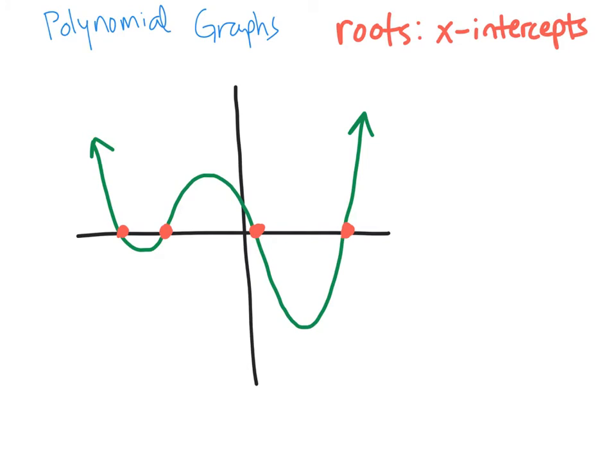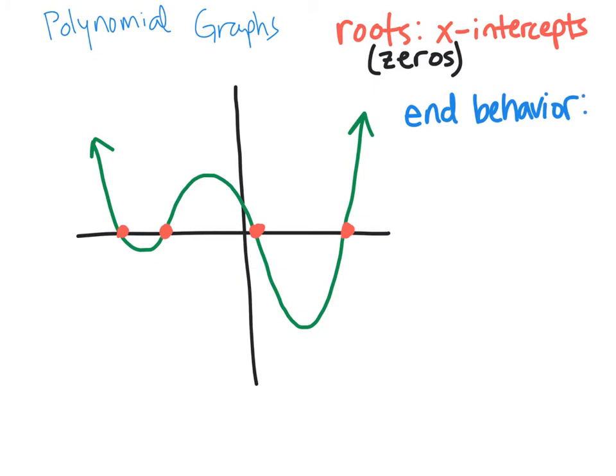So roots are basically where I cross the x-axis. Another word for roots that you might see thrown around every once in a while is the word zeros. So these are my zeros, which makes sense because it's where y equals 0. All the places where y equals 0. Okay, the other thing I wanted to talk about is something that we call end behavior.